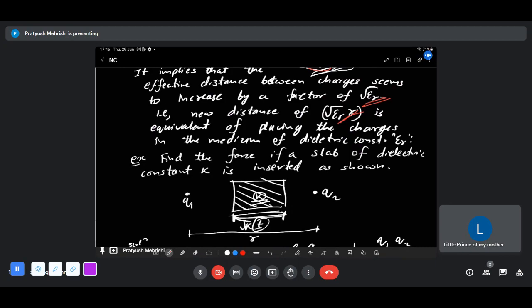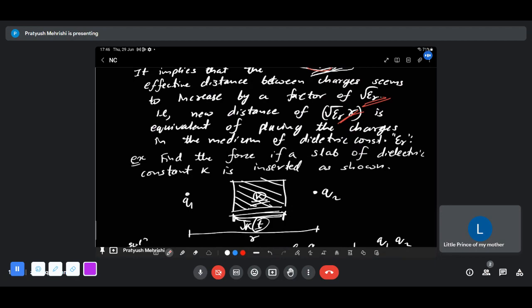Yes, done. Hello. Yes, Hemant. Am I audible? So you're audible, sir. Sir, The question is done. What is the answer? find the force if a slab of dielectric constant K is inserted as shown. Sir means here we should consider the width also. I'm getting confused.